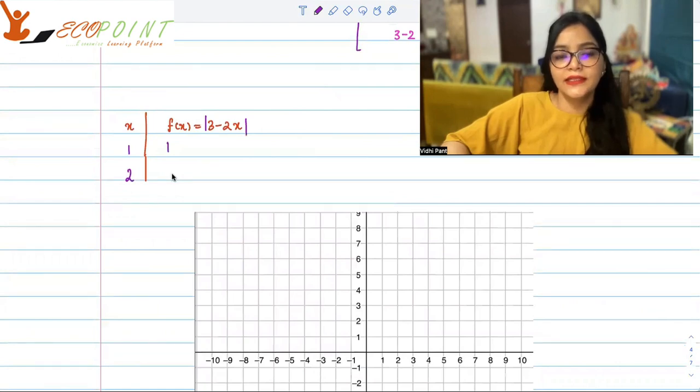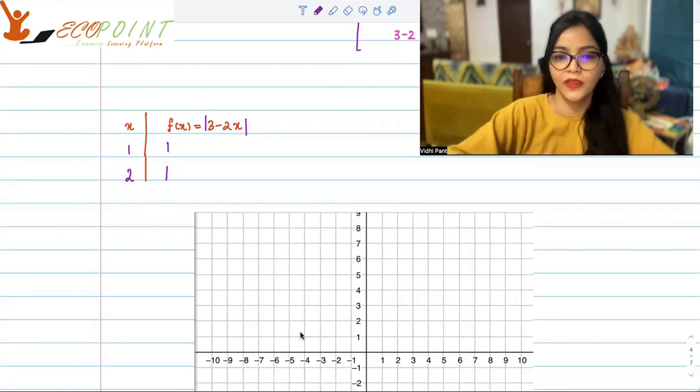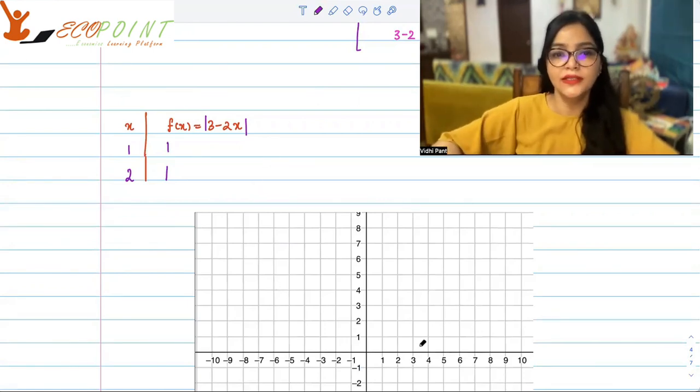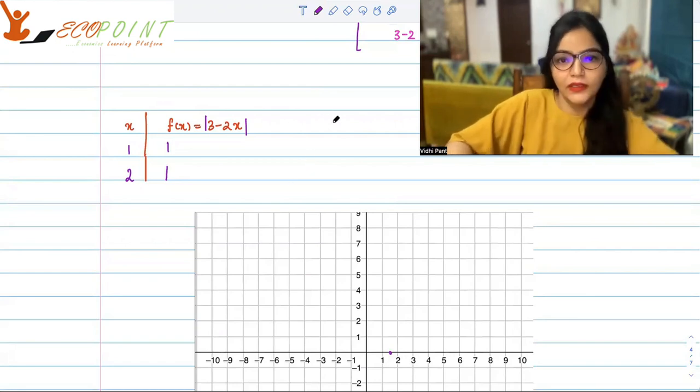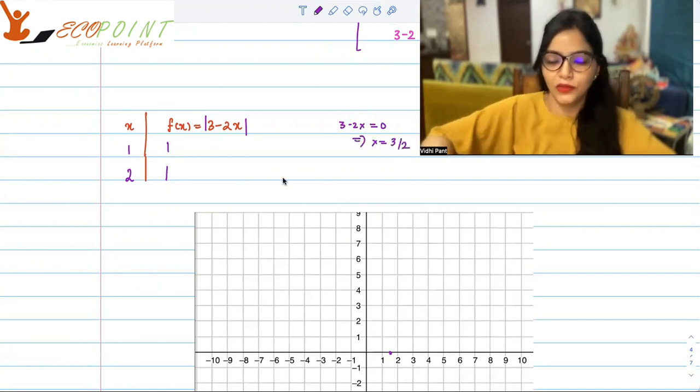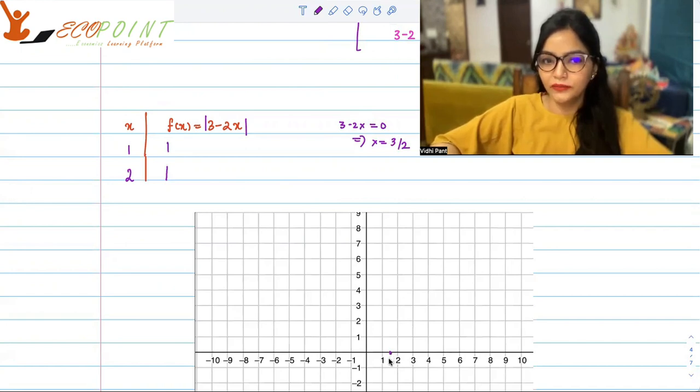And when x is equal to 2, f(x) is |3 - 2x|, and hence I again got 1. So when I have to graph it, what's going to happen? When is this function 0? The functional value is 0 when x is 3/2. As mentioned before, this is equal to 0 when x is 3/2. So you will get 0 here.